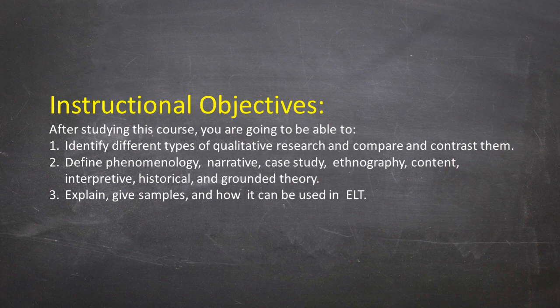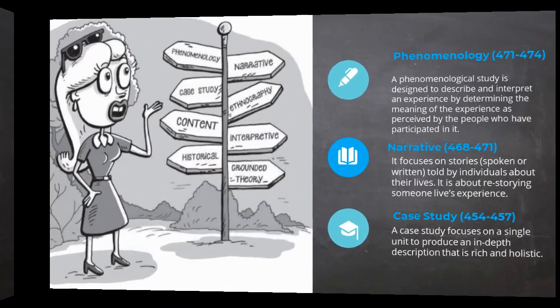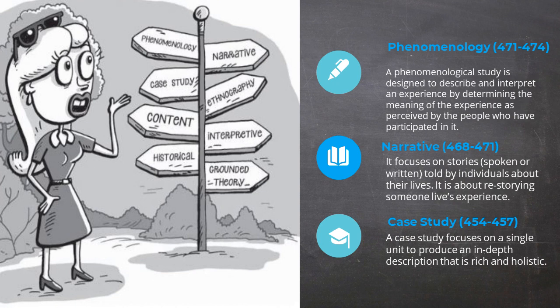And the last objective of the lesson is that you will be able to explain, and also give examples of how these methods can be used in English language teaching research. So those are the three instructional objectives of our lesson. Here in the pictures, as I mentioned, there are 8 types of qualitative research methods. The first one, we're going to talk about phenomenology.